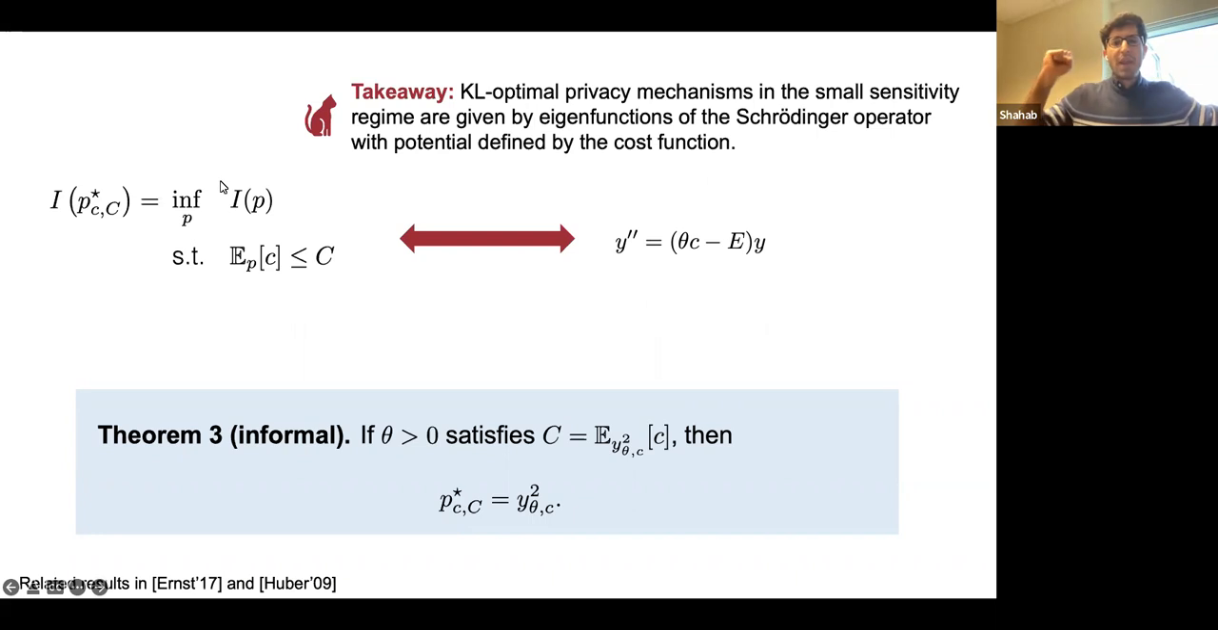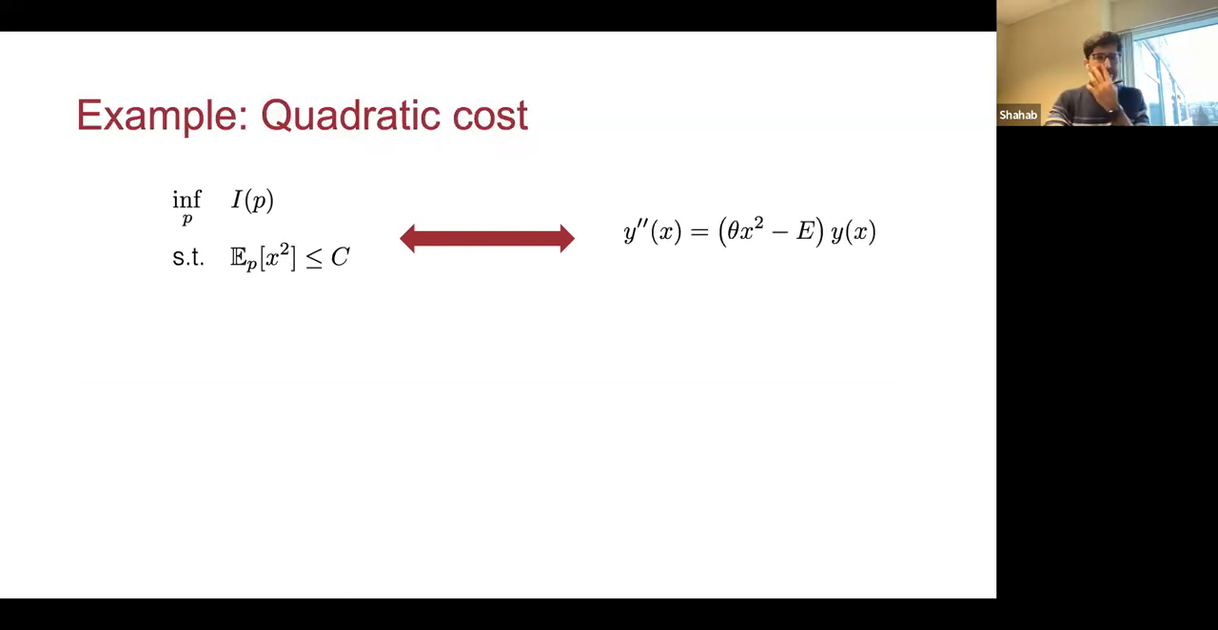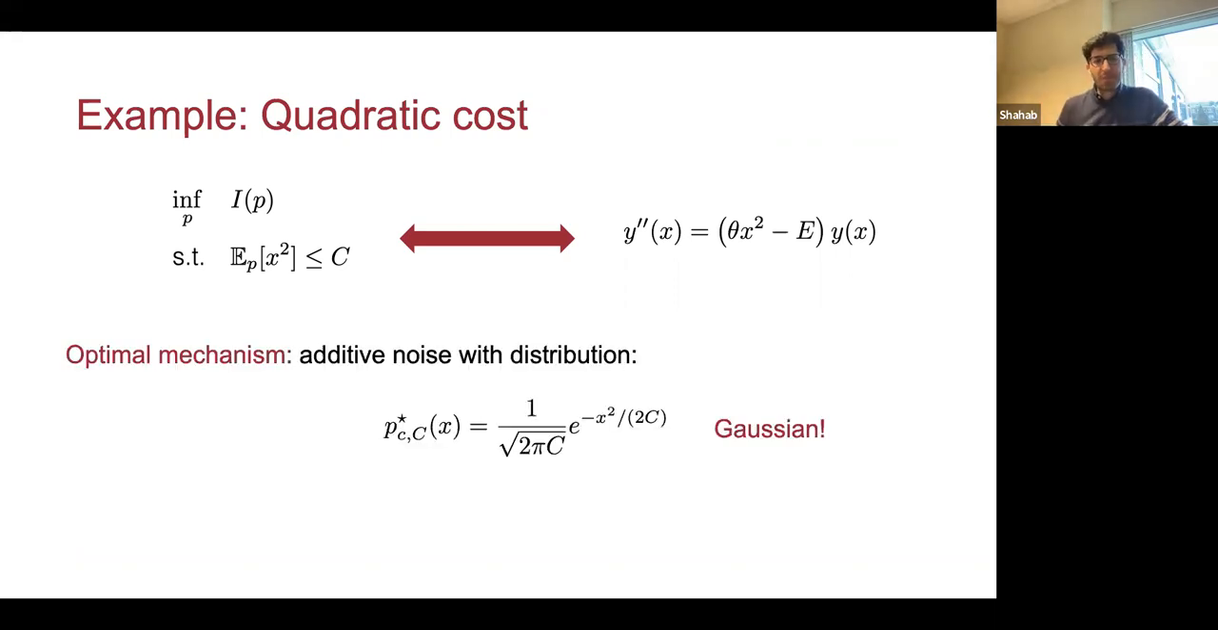So on one hand, we have some optimization problem which might not be very simple to solve. And on the other hand, we have this differential equation which might be way easier, depending on the cost function that you have. Okay, so now let's have some examples. Let's pick the quadratic cost. For this particular cost, the differential equation that we have to solve is something like this, and it's a very easy differential equation. We can solve it, and kind of surprisingly, the optimal distribution is actually the Gaussian.